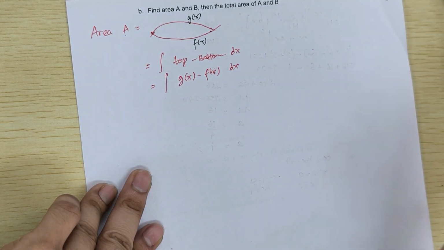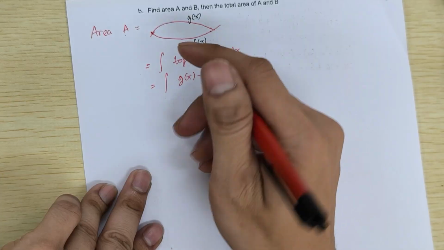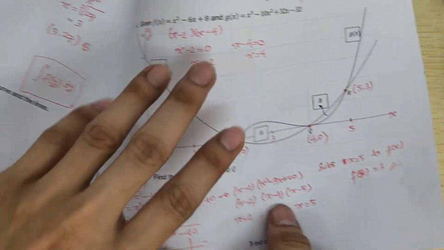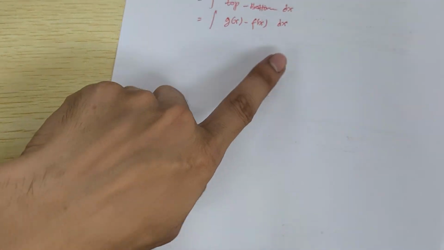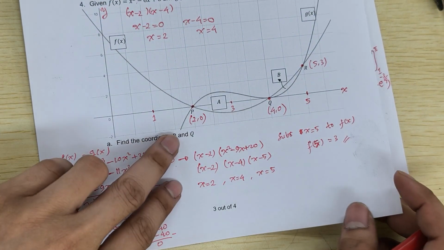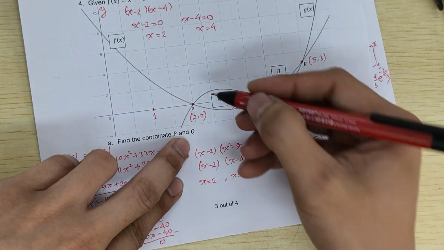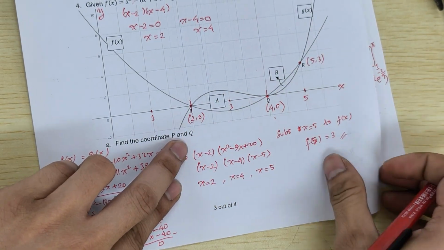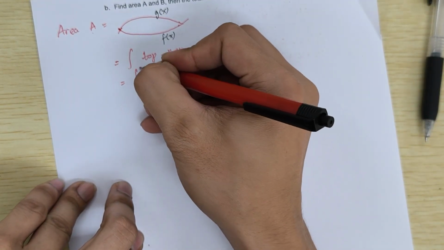Oh, I forgot this one. And then what will be the upper bound and the lower bound? You see this one in the graph. Since we use dx, focus on the number of x that we have here. This part and this part. So it's 2 and 4, like that one. 2 and 4.